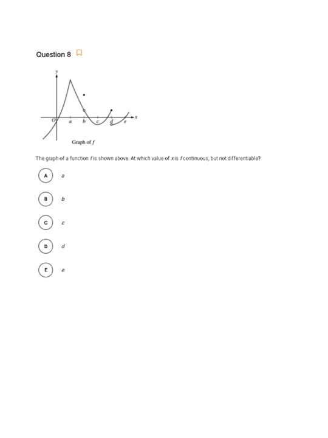Okay, number 8. At which value of x is the function f continuous but not differentiable? That would be where it has a corner, because the slopes of the secant lines as you approach from the left and the right are different. Okay, so it would be right here, which is A.